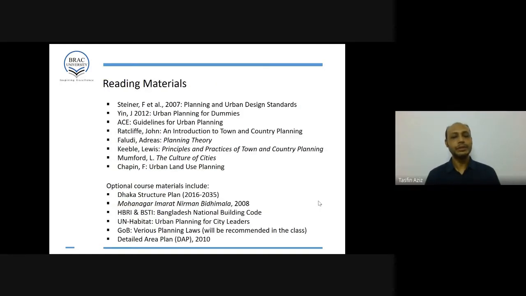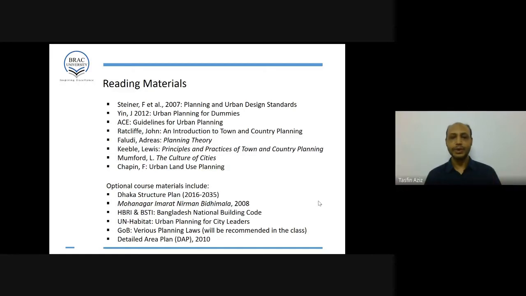So, what are the reading materials we'll be consulting? First of all, we'll be consulting Planning and Urban Design Standards. This is the book written by Frederick Steiner. It's a very good one. And secondly, we will be consulting Jordan Young's Urban Planning for Dummies. Other than that, we'll also be consulting Urban Land Use Planning by Chapin and many other books.